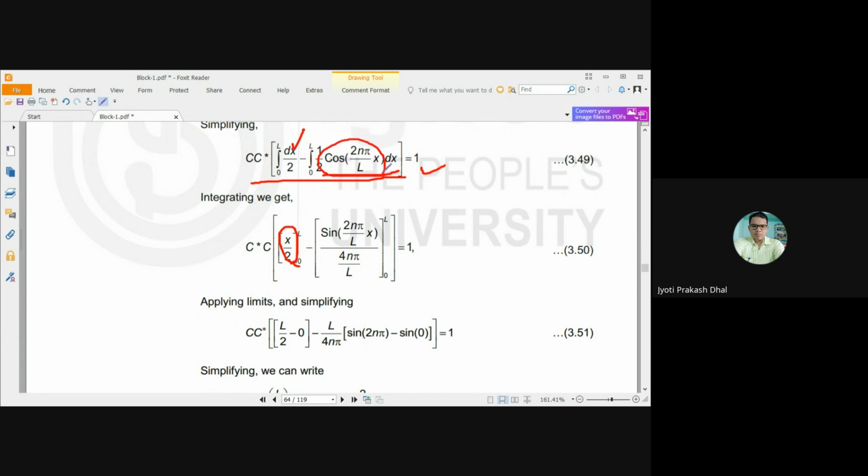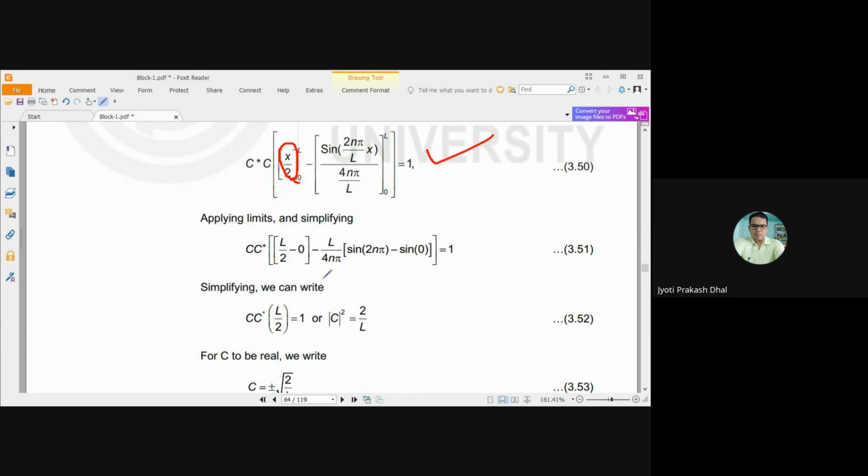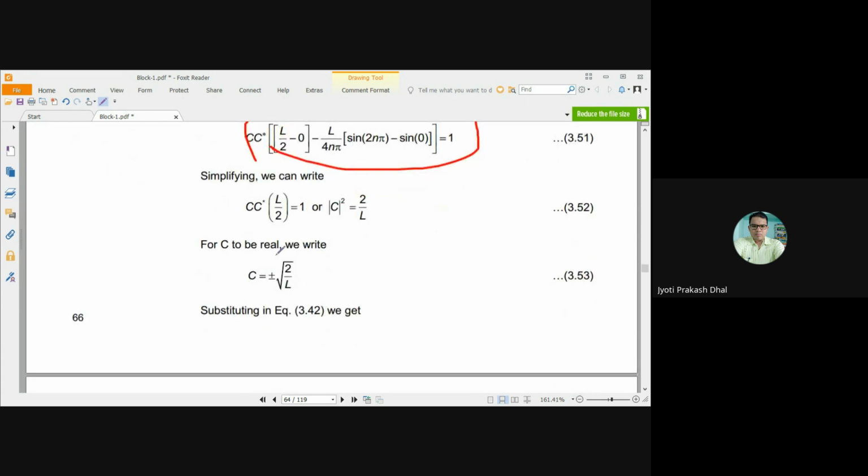Integrating this value, we can write sin 2n pi x by L divided by 4n pi by L. And again applying the limit, here the limit is 0 to L and here also 0 to L. Now applying the limit and simplifying, we can write c star L by 2 equals 1. That means modulus of c square equals 2 by L.